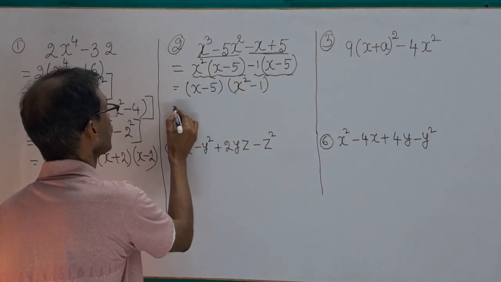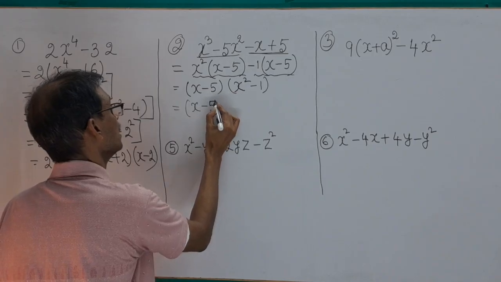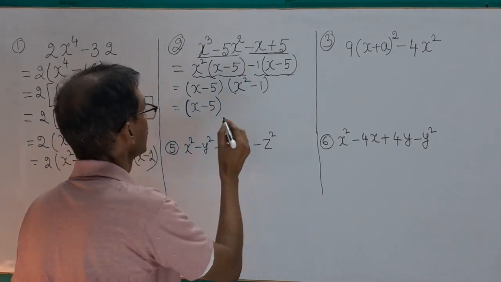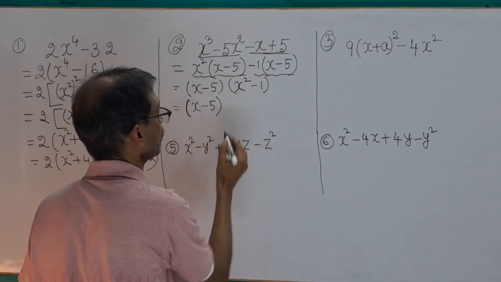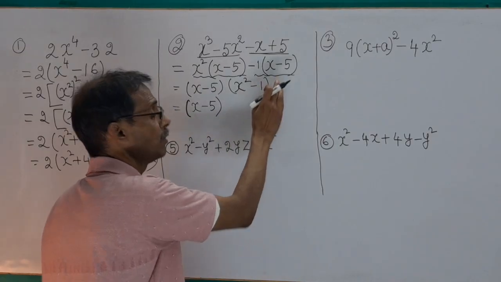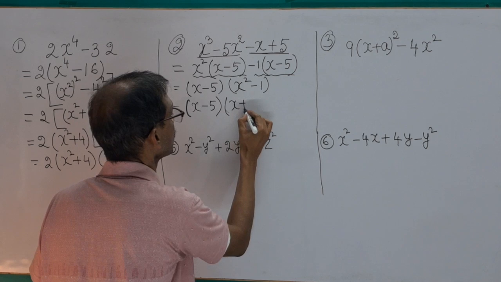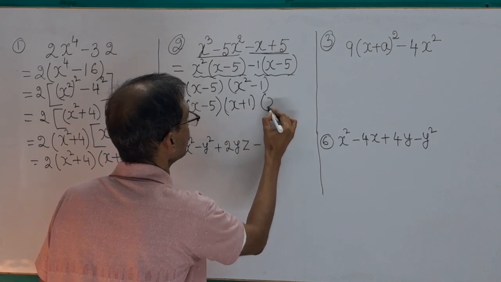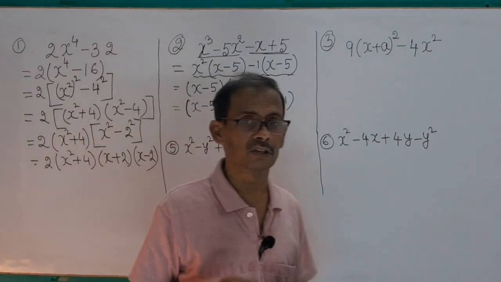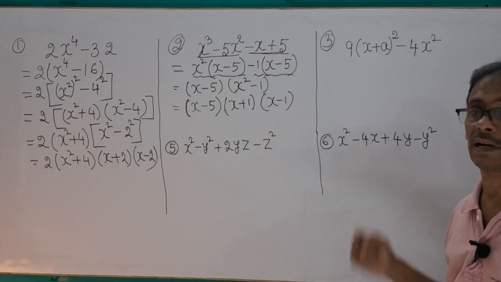Now you see, x minus 5 is already a factor, it cannot be factorized further, but this one, x square minus 1 is x square minus 1 square, you can write x plus 1 into x minus 1. So here you have applied the identity of a square minus b square equal to a plus b into a minus b.